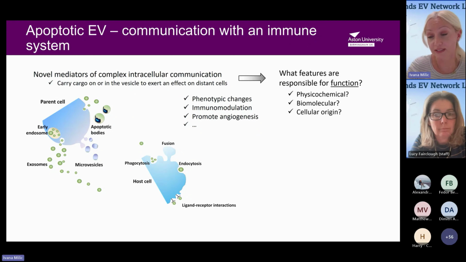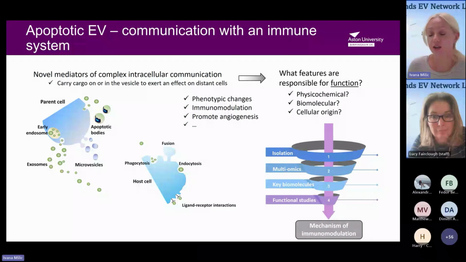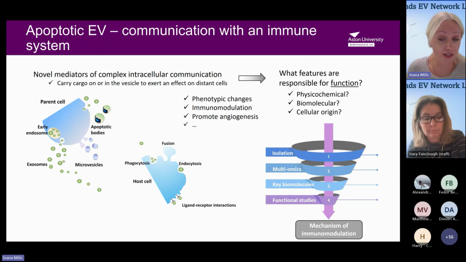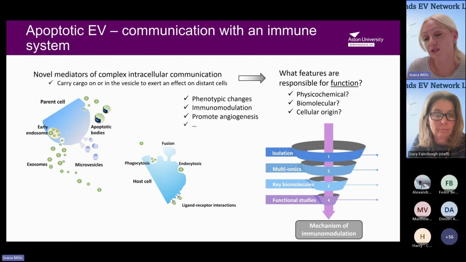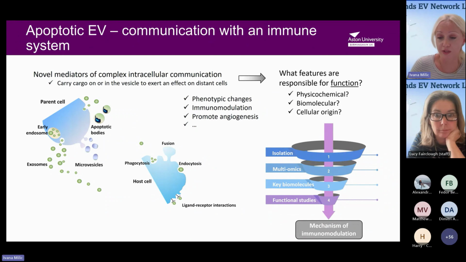So to answer, or at least to aim to answer this question, we had to establish several things. First of all, we had to be absolutely confident in our isolation techniques. Then we proceeded to the multi-omics characterization of our EV isolates, which helped us to postulate at least what are the key biomolecular features of these EVs, and then attribute certain functionalities to those in a series of functional studies that we have performed in order to define the mechanism of immunomodulation.